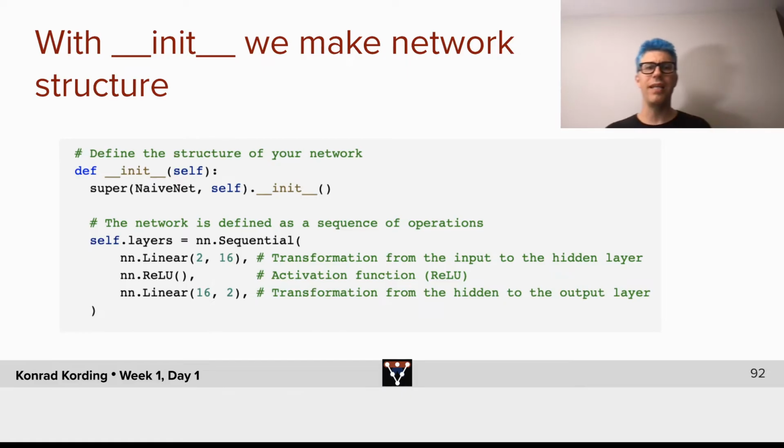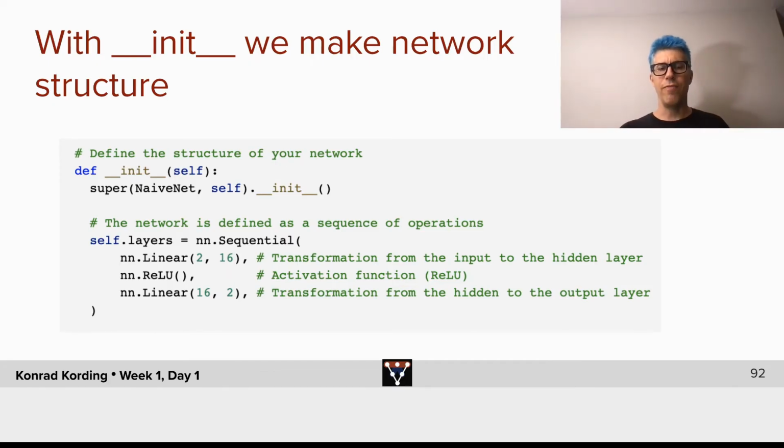With init, we make the network structure. So what we have here is we define the function called init, and we will be setting up here the naive net using a sequence of operations. So we use the NN sequential method for that. So we call NN linear 2,16, which gives us a transformation from a 2-dimensional space to a 16-dimensional space.